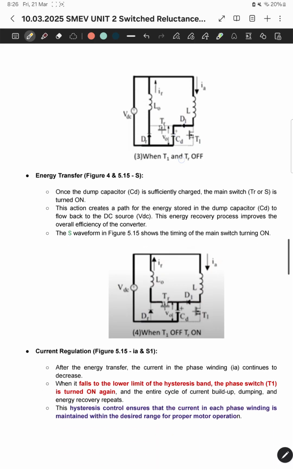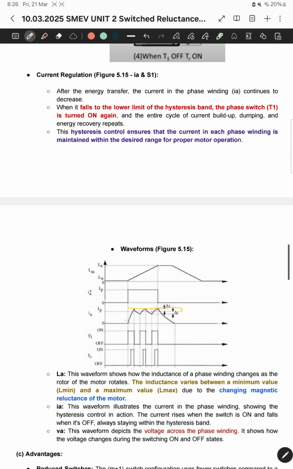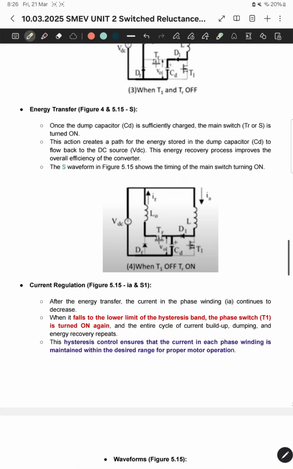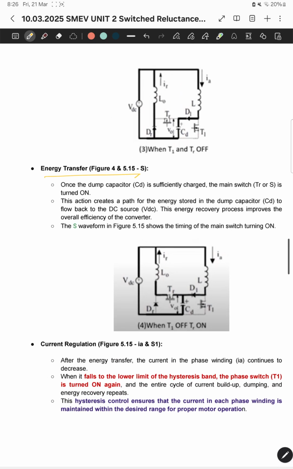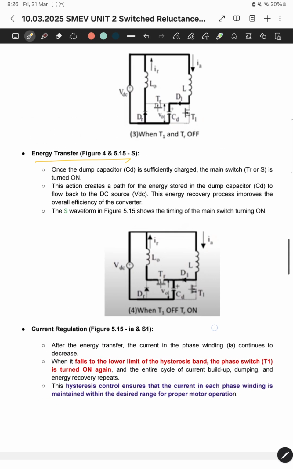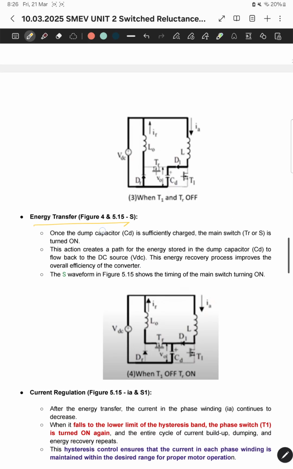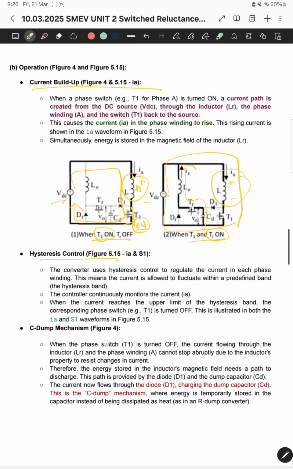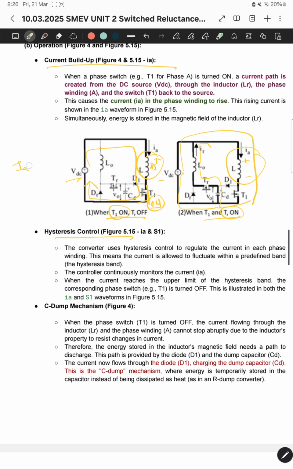Like you see, it is between the maximum, and when the current reaches the maximum, the particular phase switches will be turned off, and other switches have to be on. So coming to this energy transfer here. In the first case, I am assuming that the IA current is minimum, and T1 is on, and we are making the IA current go to maximum here.